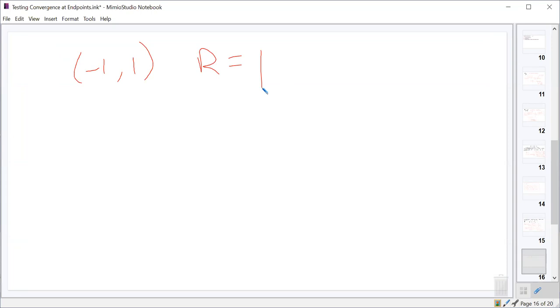All right, perfect. So the next thing we have to do, and this is the step that we're adding in, the step that we haven't been doing before, is check both of the endpoints. We have to check at -1 and we have to check at +1. So we're going to go back to our original series.